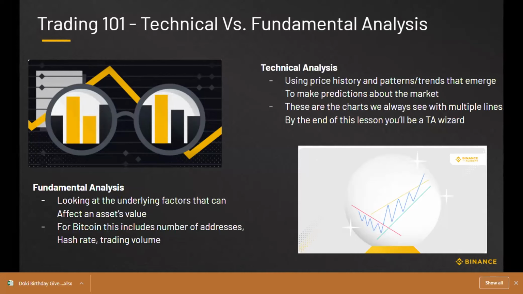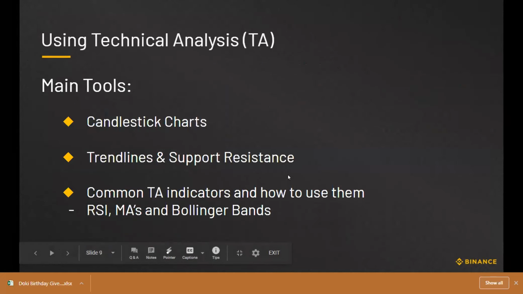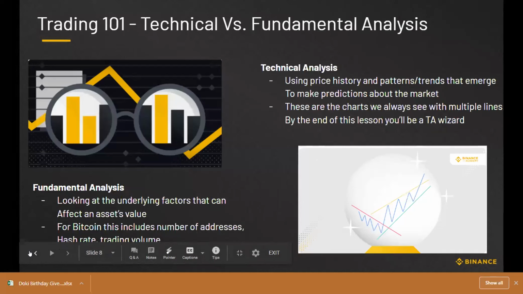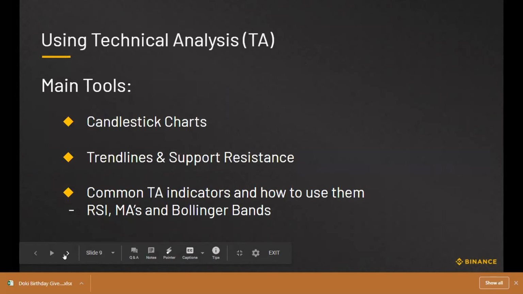So those are just part of fundamental analysis. It requires looking at the underlying factors that can affect an asset's value. And he said for Bitcoin, this includes number of addresses, hash rate, trading volume. This also applies for other cryptocurrencies. But for this class, we're going to look more at technical analysis.